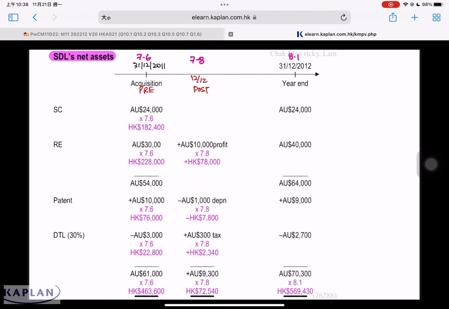Now we can calculate the balancing figure. Take this minus this. We should have a balancing figure of 463,600 plus 72,540 minus 569,430, which is a difference of a plus Hong Kong dollar 33,290. This 33,290 is the same 33,290 we have earlier on, over here.